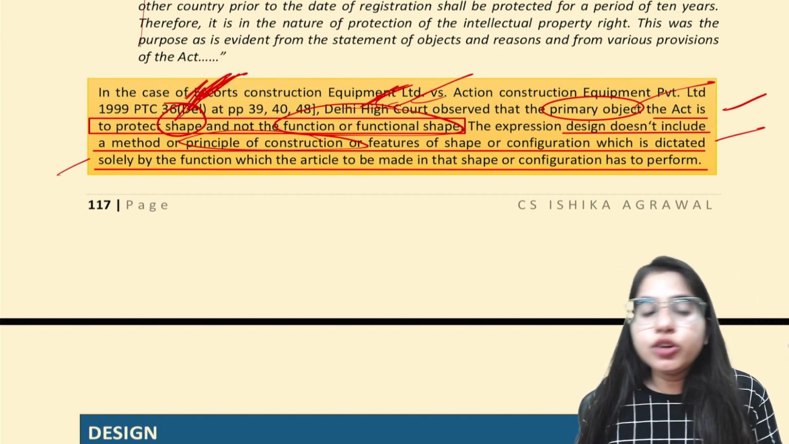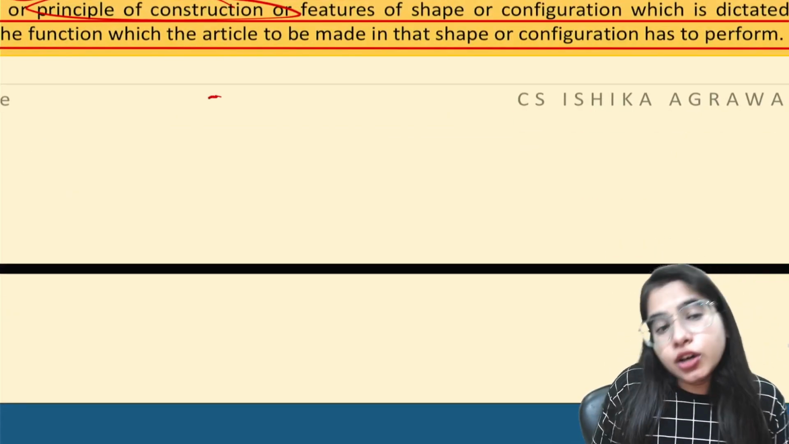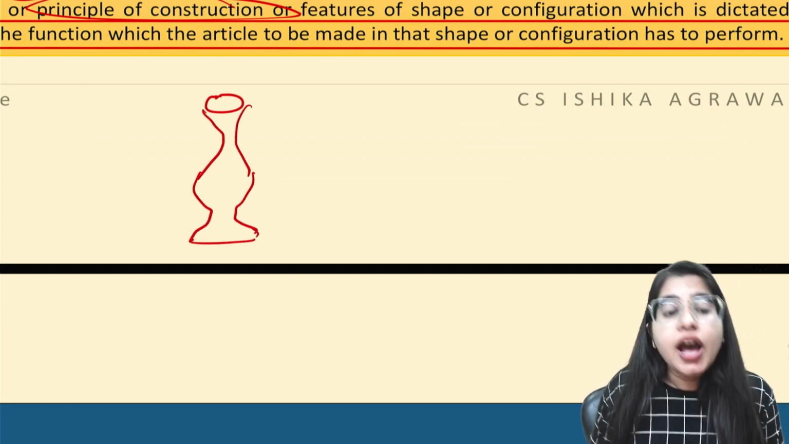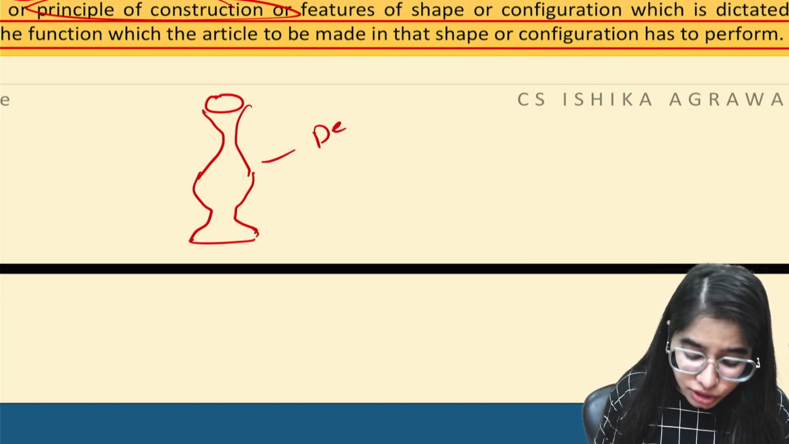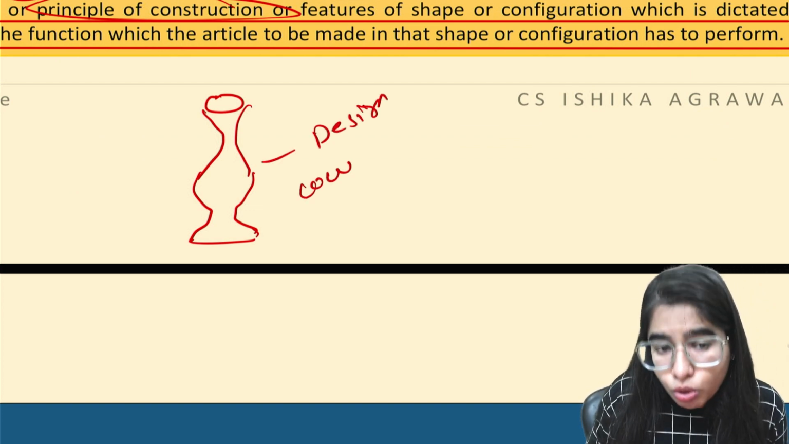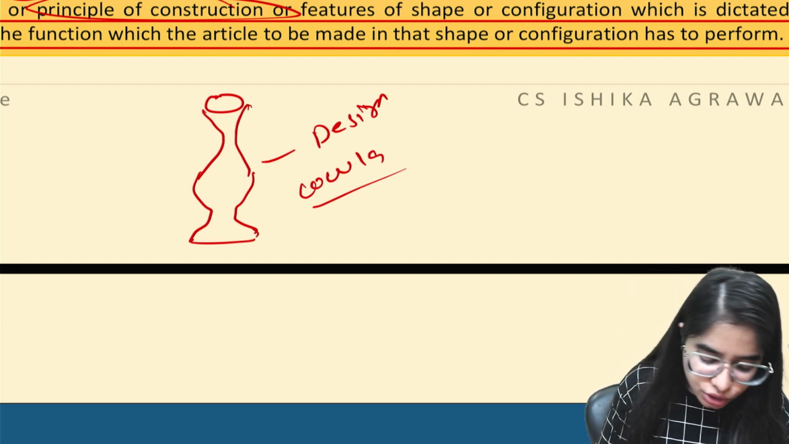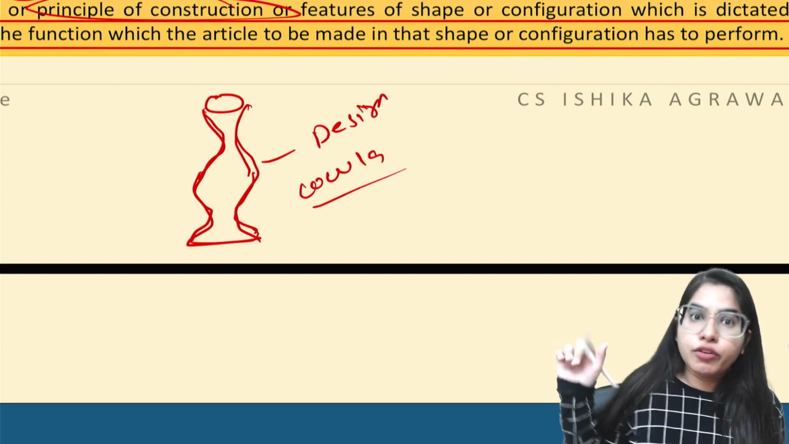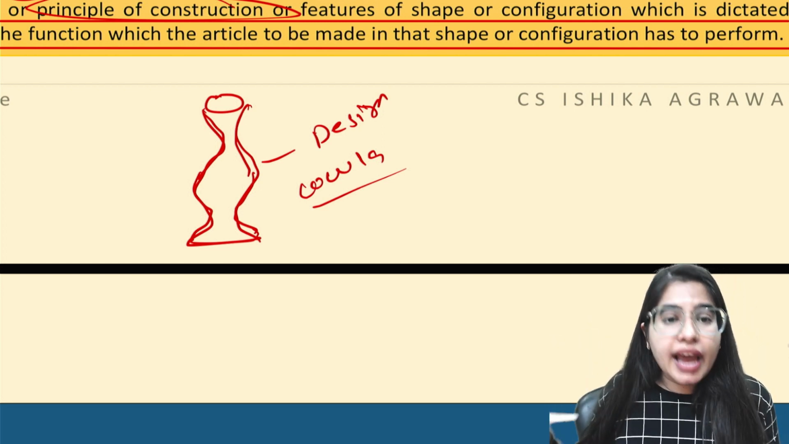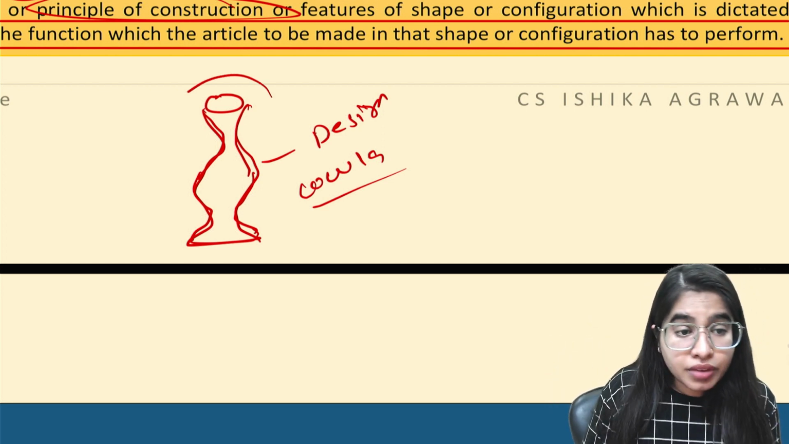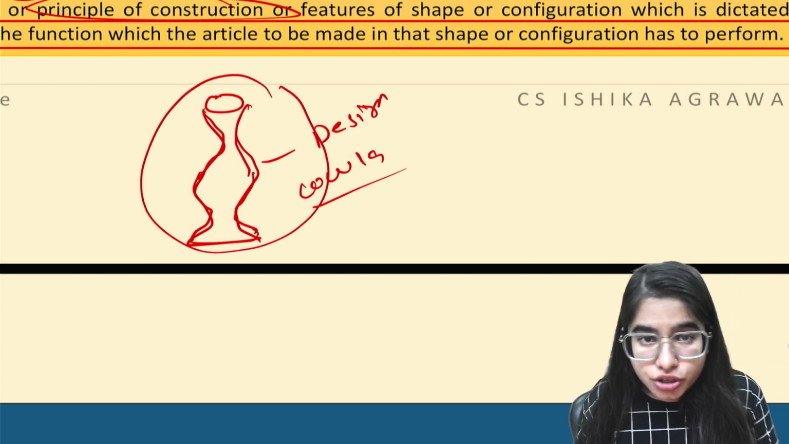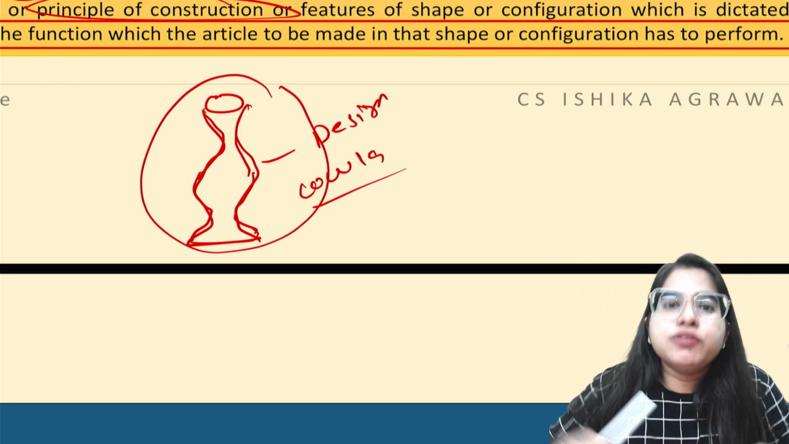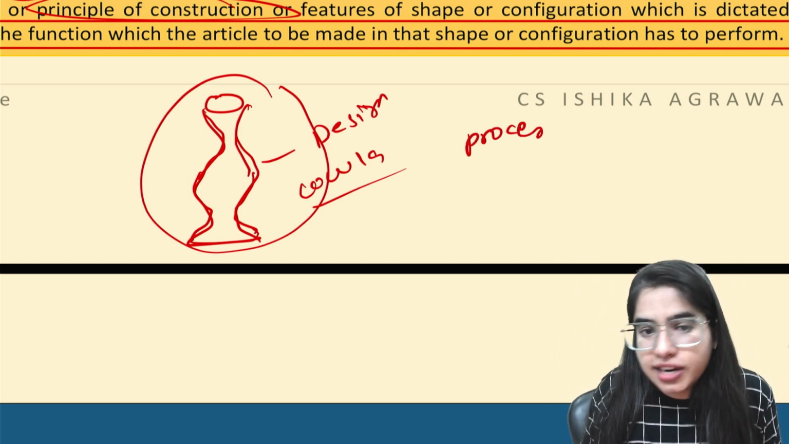Now design does not include a method of construction. For example, Coca-Cola made a unique design of the bottle like this, and we got design protection for this Coca-Cola bottle, for this unique shape of the bottle. So design protection you can get for the design, not for the method of construction. How you made this shape, the process of making the shape of the bottle, that process you cannot register as a design.